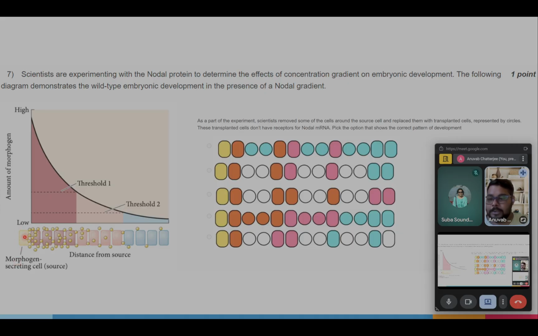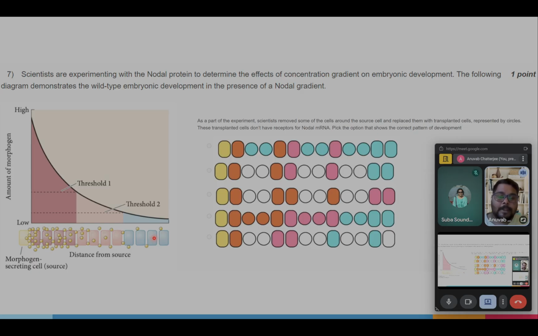So we have a morphogen secreting cell, and in the highest concentration, the first four cells give you a brown color. So this is obviously a protein which is being expressed by the highest amount of nodal being there. Now when you have a moderate concentration with the cells just a bit further away, you have a pink color, and in the furthest away from the nodal secreting cells, where the nodal concentration is the lowest, you have a blue color. So this is the scheme, similar to the French flag we saw. Now the colors are just brown, pink and blue.